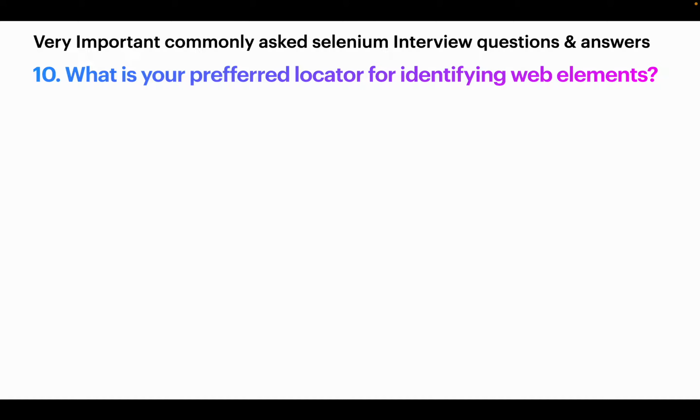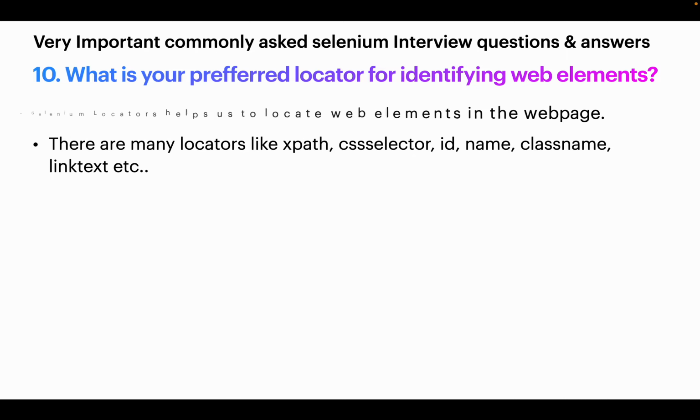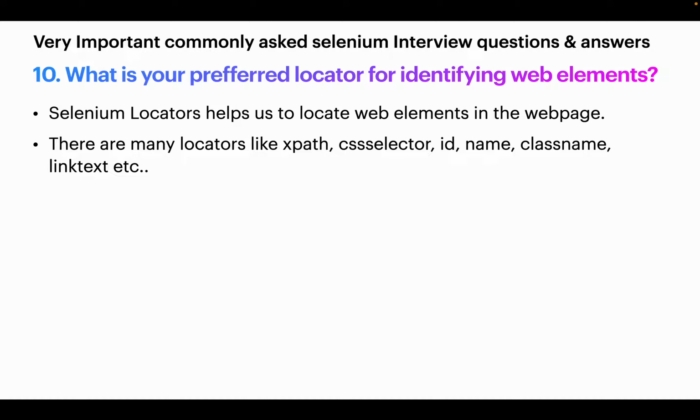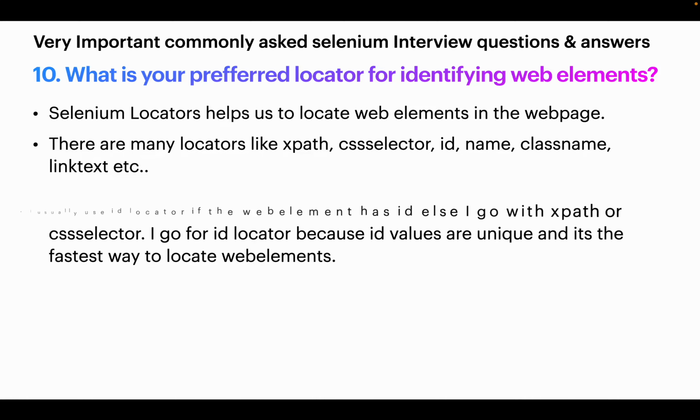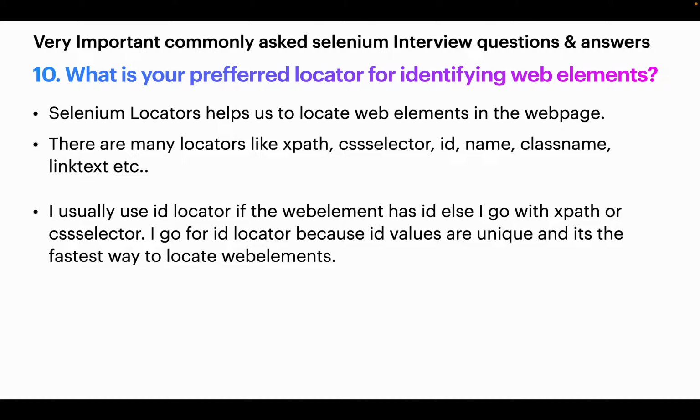So what is your preferred locator for identifying web elements? If I have ID, I'll definitely go for ID. Then I will go for XPath. Okay, so ID values are unique, so we go for ID if you have it, or then you can go for CSS selector or XPath.